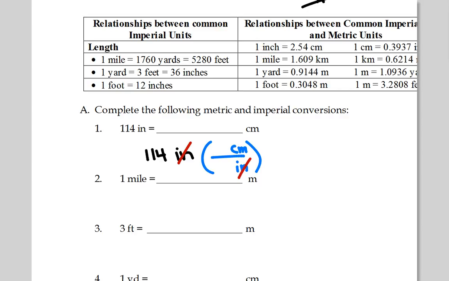1 inch. So you put 1 in the bottom. And what do you put in the top? 2.54. So it's 114 multiplied by 2.54. That's not too bad, hey? 289.56 centimeters.